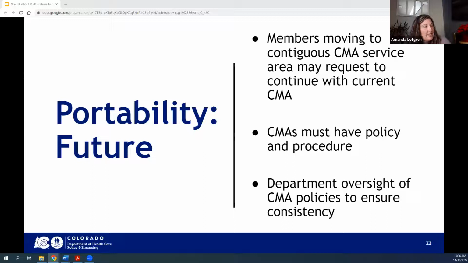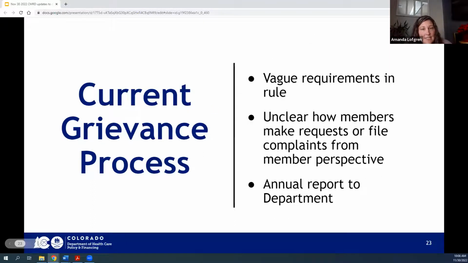And so if we go to the next slide, our current grievance process, it's pretty vague in rules what the requirements are. Case management agencies are required to have a process, but it's not always clear or made public or apparent to members when they have complaints. And so they are required to report to us annually the number of complaints and grievances they receive.